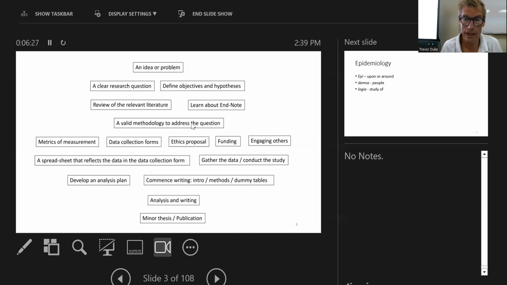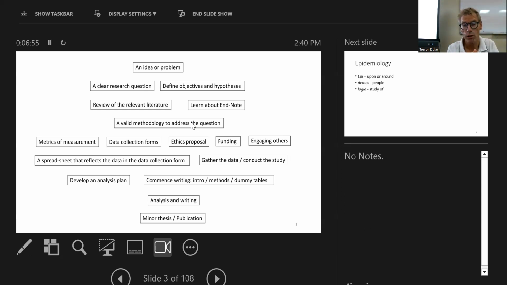And then you gather your data and you conduct the study and you develop an analysis plan. Again, that's quite useful early on, developing an analysis plan, because when you're gathering data, you need to know how you're actually going to analyze the data you're collecting, right? And that's usually based on trying to answer that question that you posed in the first place. And then you can commence writing.